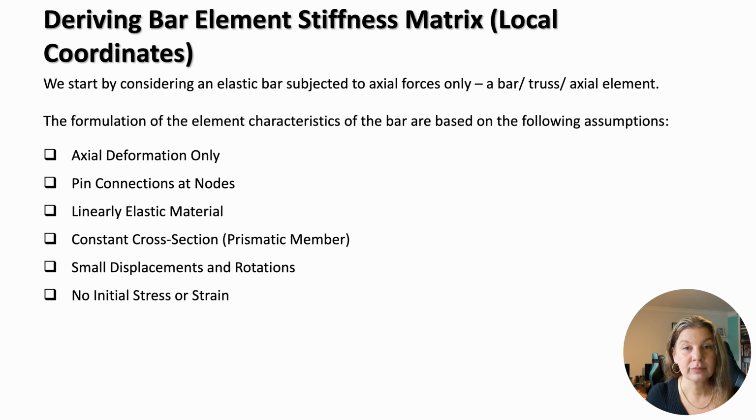Constant cross-section. A prismatic member, and the cross-section is uniform along the element length. Small displacements and rotations. The deformations are small enough that the geometry doesn't change significantly during loading, and linear geometric assumptions apply. No initial stress or strain. The truss member is stress-free in its undeformed initial configuration.